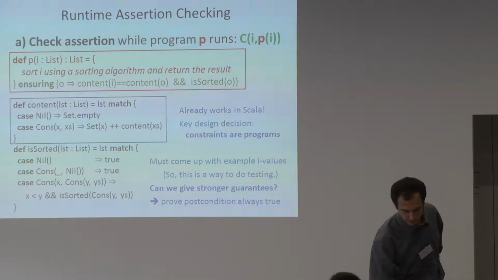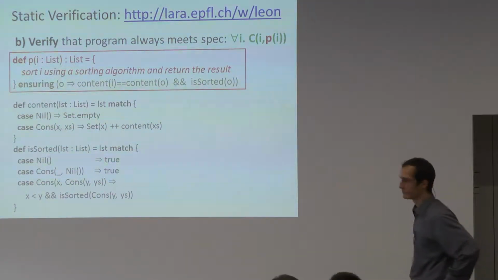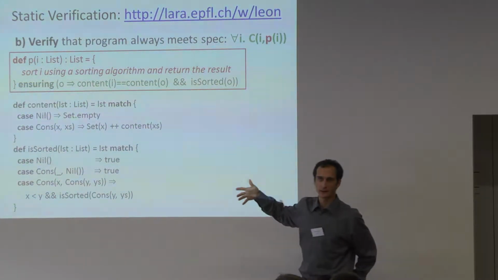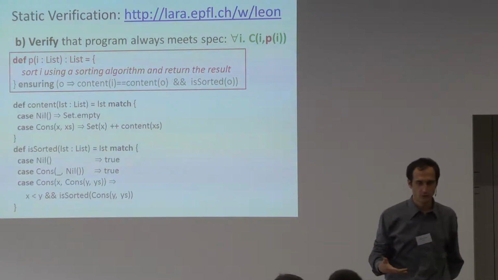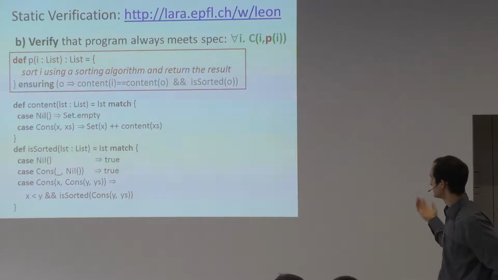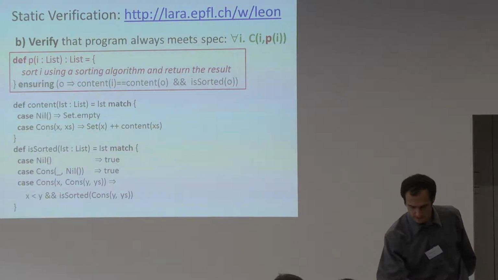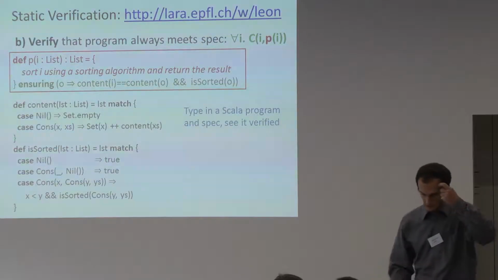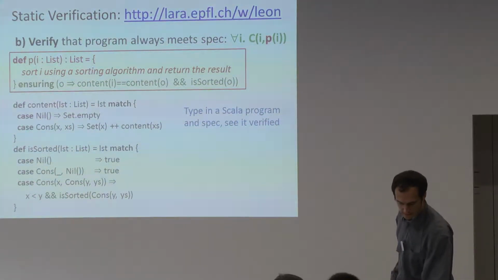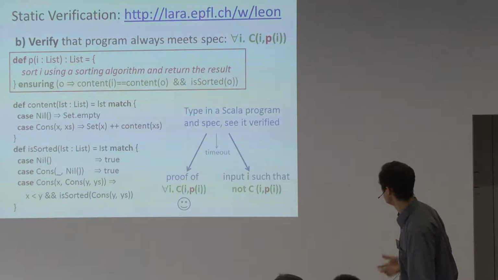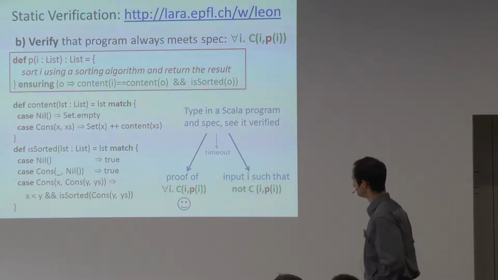That leads me to the next question, verifying that the program always meets the specification. So now the input is again the same, and I wanted to emphasize that because I think if you write the system so that runtime checking takes the same input as verification, that makes it more accessible to programmers. So in this case, we would like to be able to write something like this and then check whether for every input the postcondition will be satisfied, or get a counterexample. Of course, in some cases, we'll get a timeout.